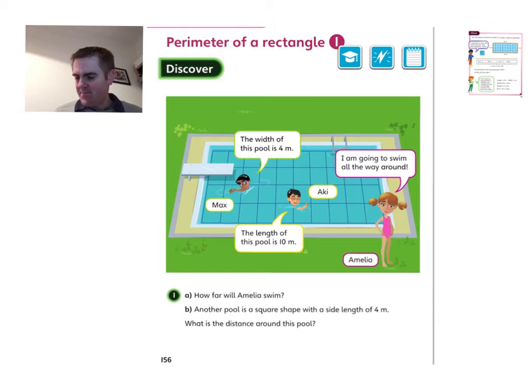Hi Maple class. Today we're going to look at the perimeter of a rectangle. We haven't done this yet, so here we go.